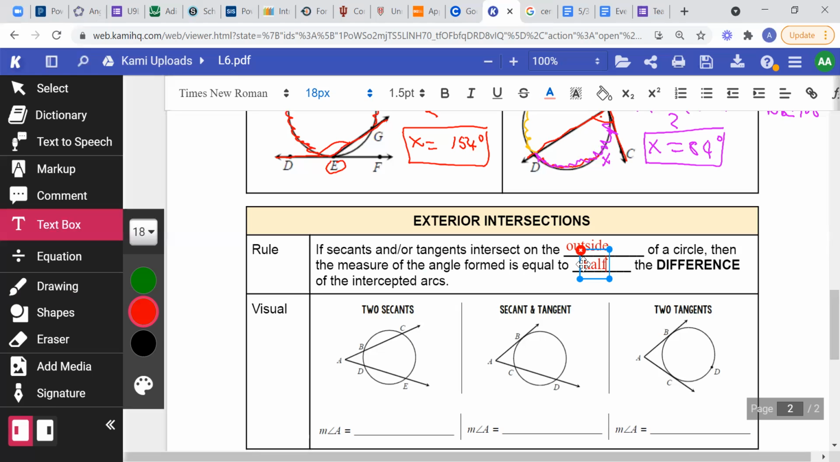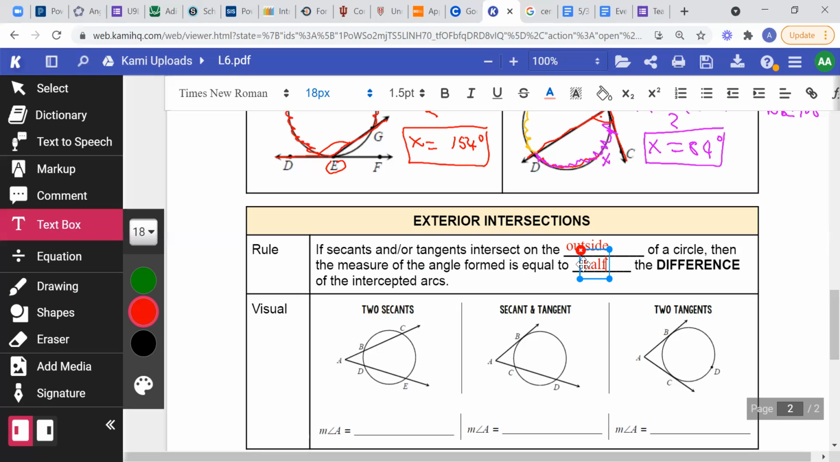When it's happening on the circle, just take half of the intersecting arc. And when it's happening outside, take half of the difference. The difference means minus. Do the big arc minus the small arc. Then you divide by 2.